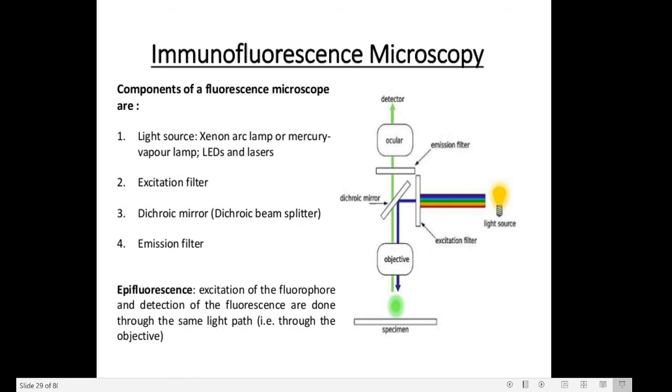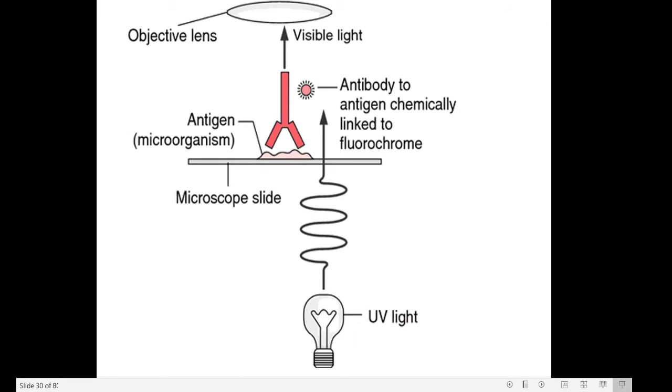Next is immunofluorescence microscopy. Immunofluorescence is a very important and simple concept. In this, we have the light source, excitation filter, dichroic mirror, and then emission filter. Okay, these are the four important parts which help us develop the image for immunofluorescence microscopy.